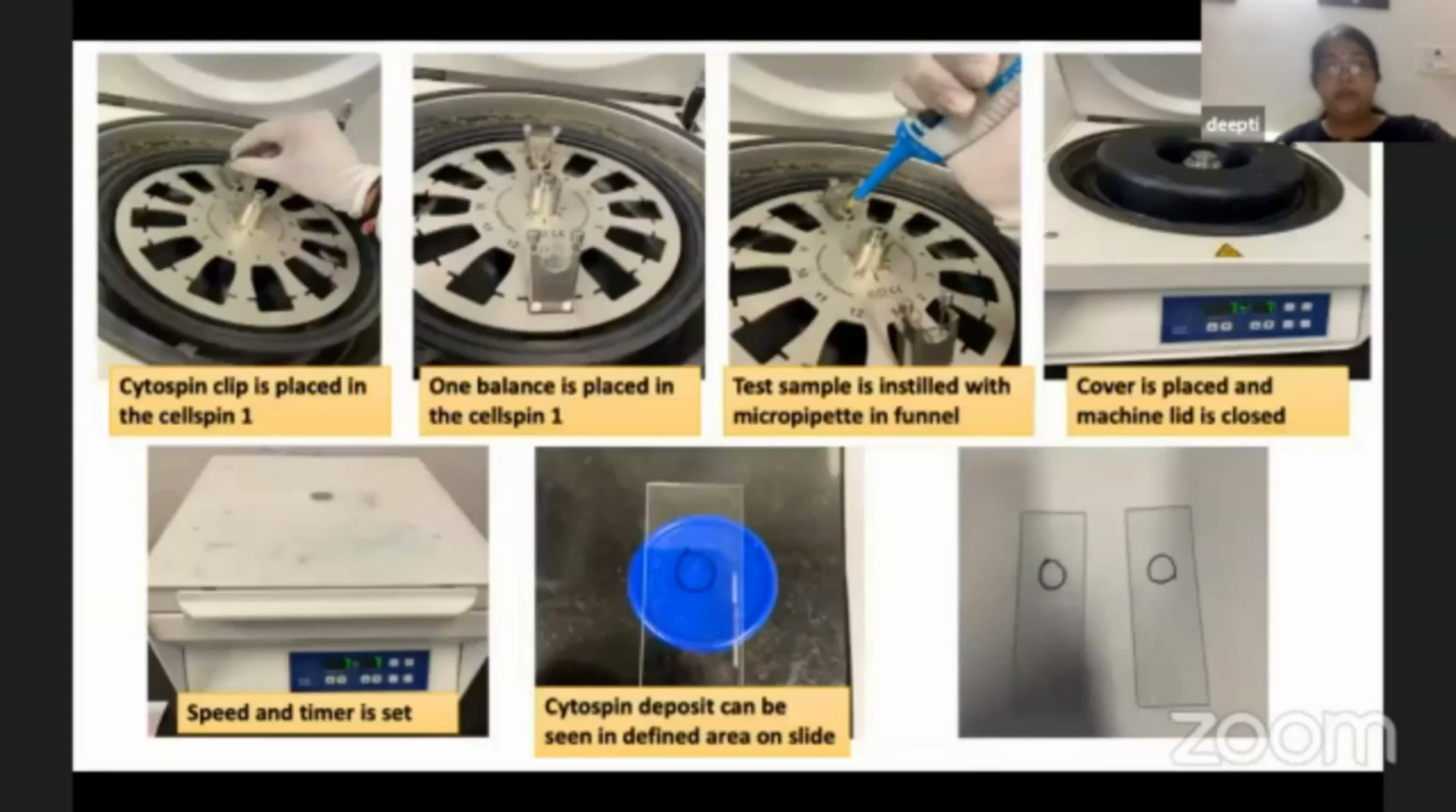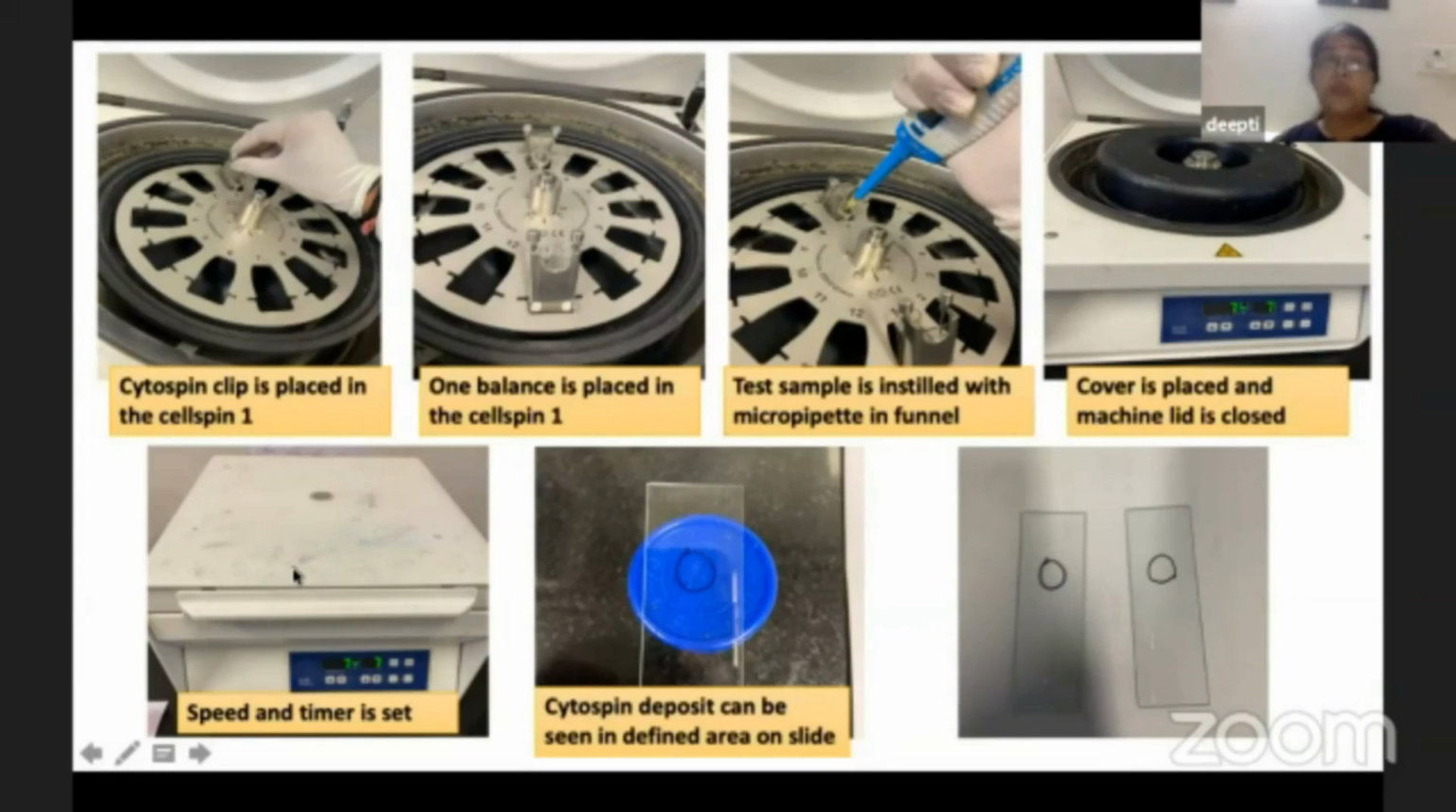Then you can use the sediment and prepare the smear. Arrange the cytospin clips for balance, placing two opposite to each other. For sputum, the ideal technique used is the pick and smear technique. Take a slide, place the sample, mark the area, and then prepare the smear over this area. Let the smear dry, set the speed and timer, close the lid, and then do further staining.